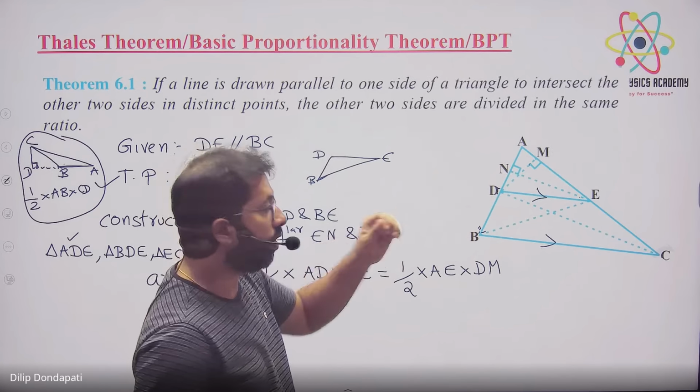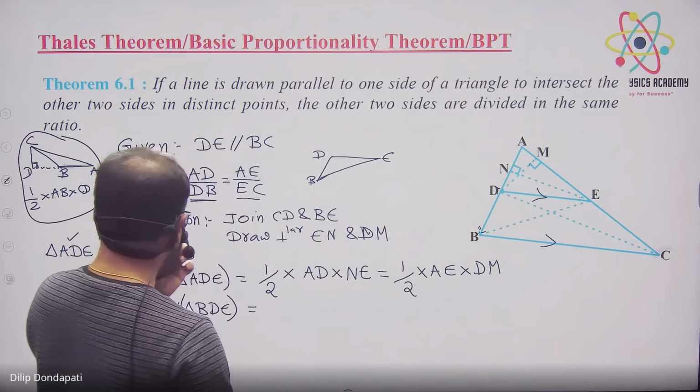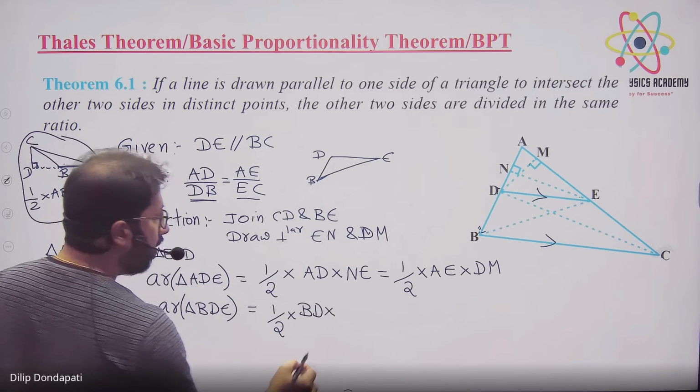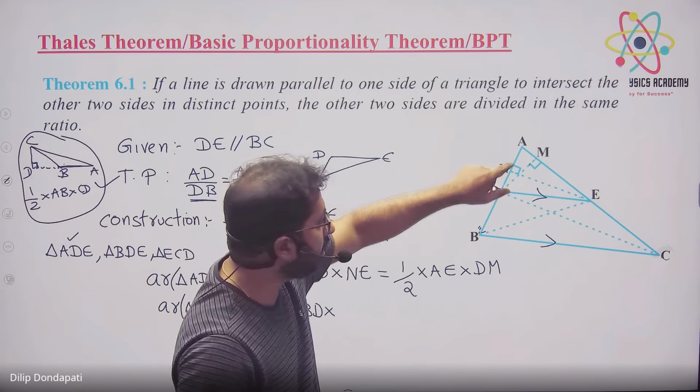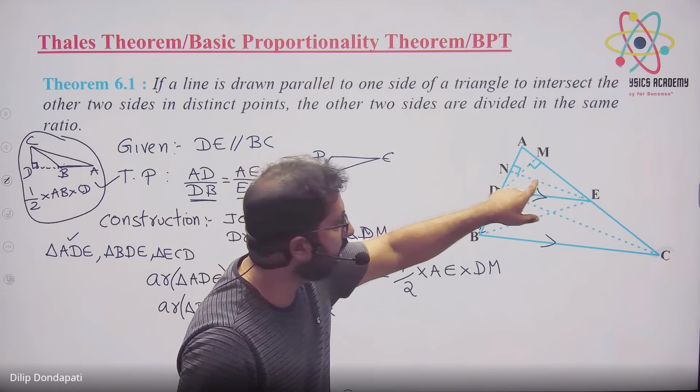Okay. So what will be the area of triangle BDE? Tell me. Half into base, the same BD only, into height, which one? The height of BD will be taken as any. Understood? Is it clear? Next.